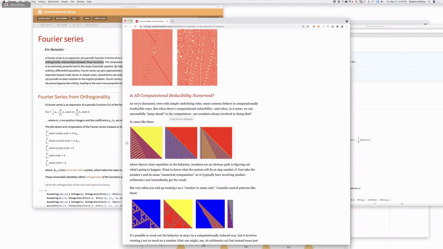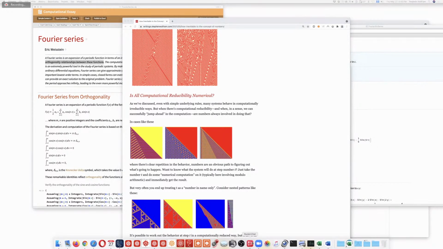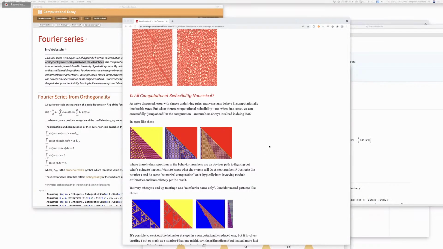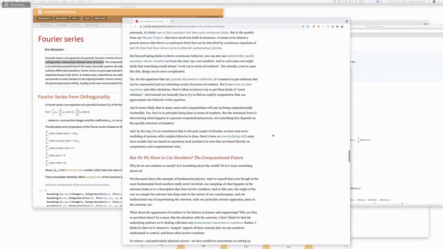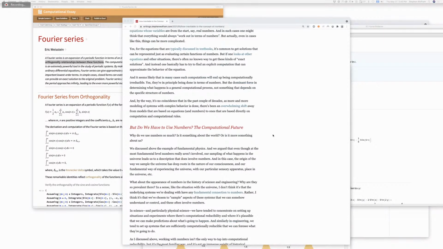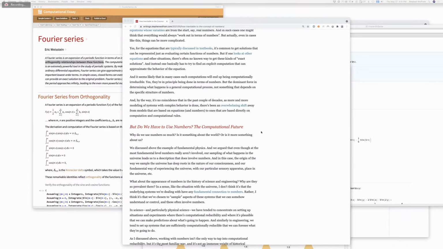Again, I try to give these introductory blurbs that say what's the point of that section, so to speak. Each one of these probably took some effort, though not very many minutes. What's the point of this section? Why do we use numbers so much? Is it something about the world, or is it something about us? At least you know what the question is there, I would claim.